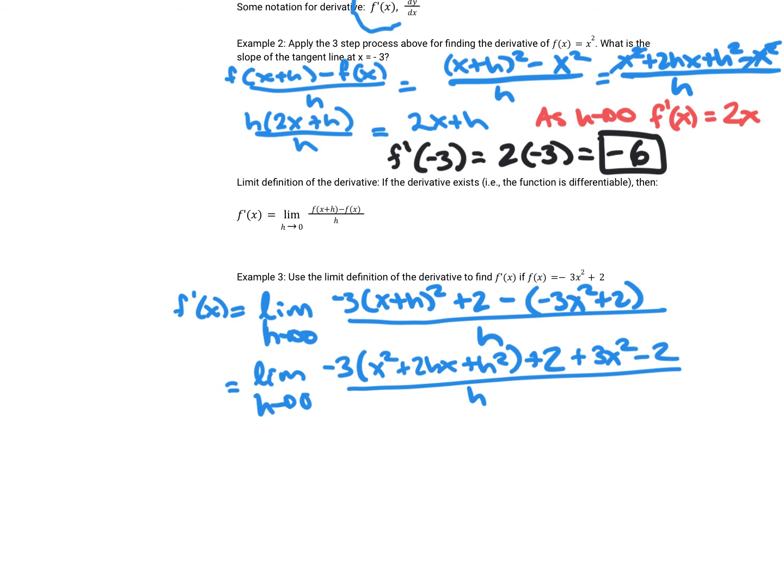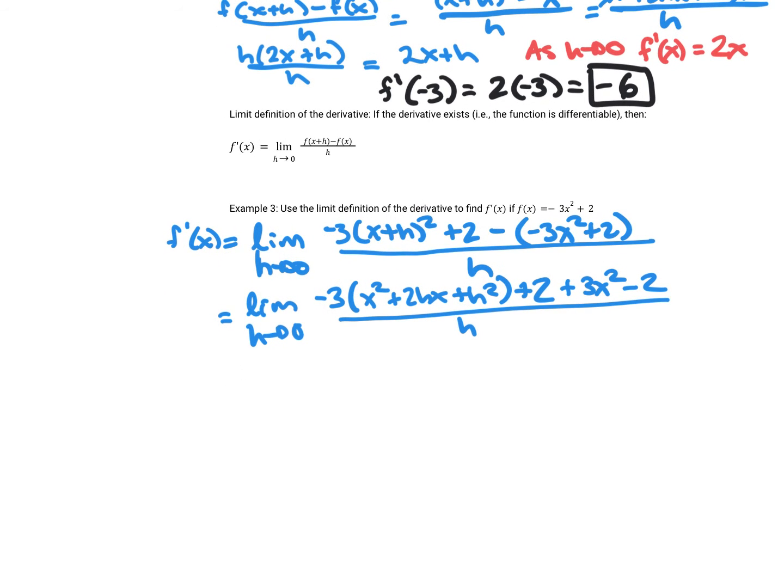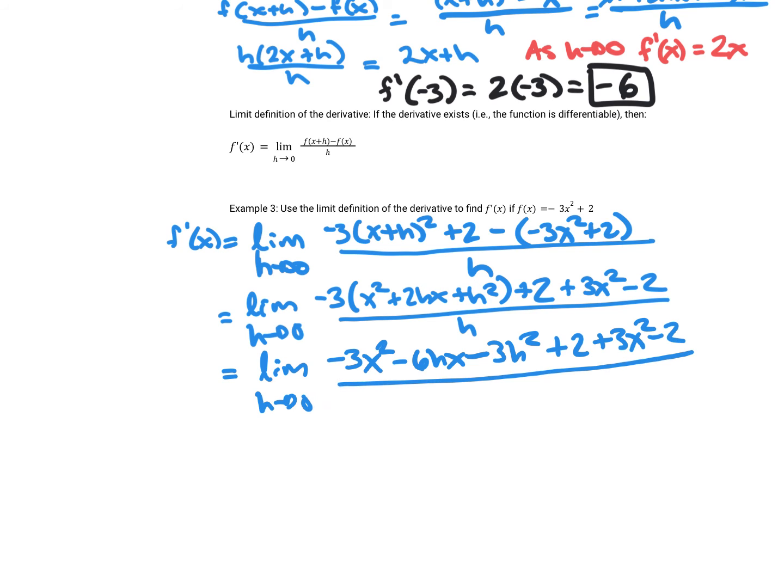All right, and I'm doing it step by step just to make sure I don't mess up any negatives. So the limit as h goes to 0 of -3x squared - 6hx - 3h squared + 2 + 3x squared - 2, all over h. All right, let's see what goes away. The 3x squareds are eliminated, so are the 2s.